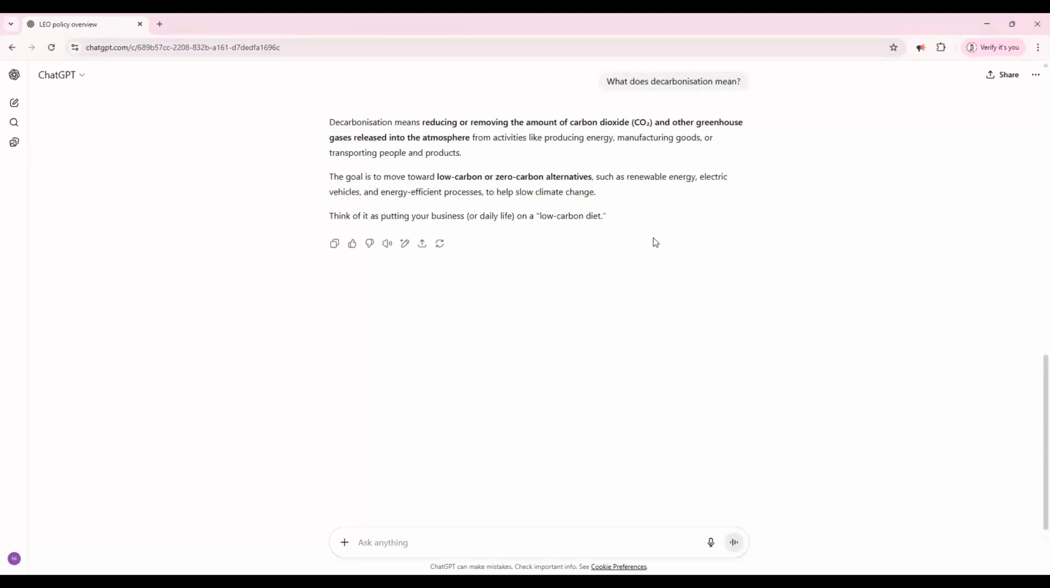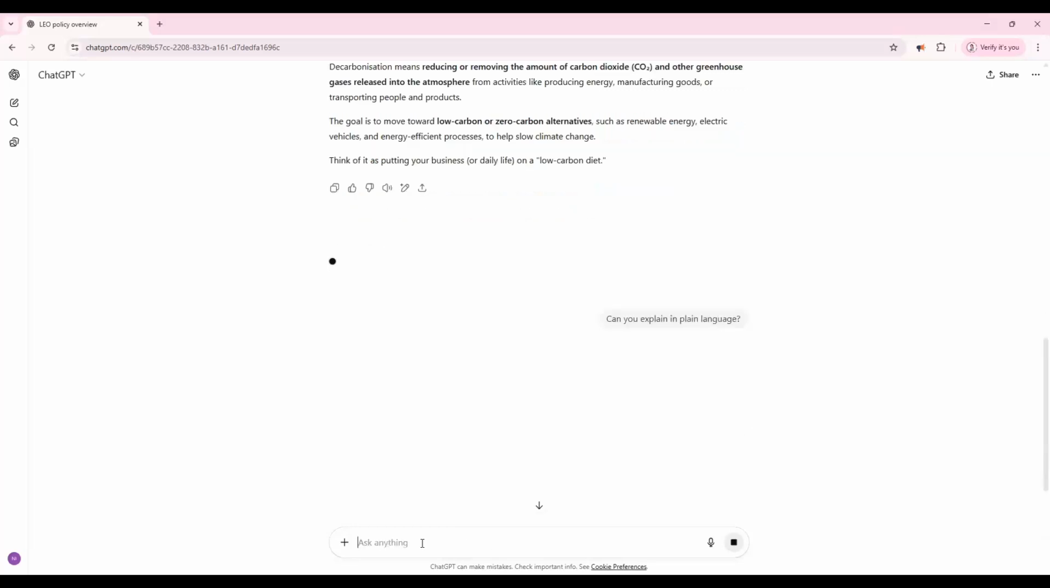Okay. And it gives us this result. So I can already tell by looking at this, it's a little bit on the longer side. I also can see by looking at it as well that this is all one sentence, so it's very wordy. So what do we do in that case? So in this case, we could say to ChatGPT, can you explain in plain language? And let's see what it comes up with.